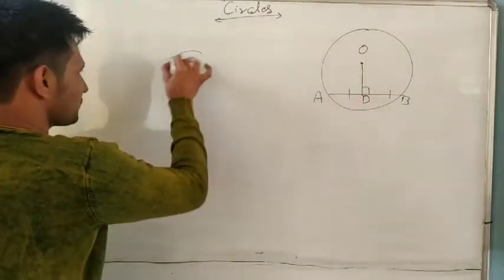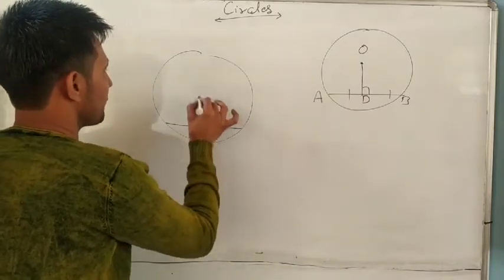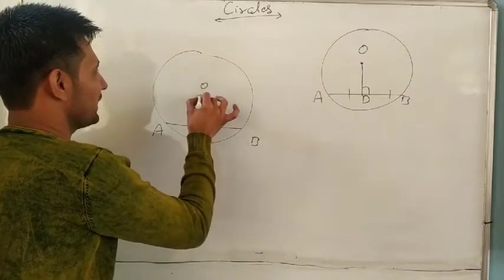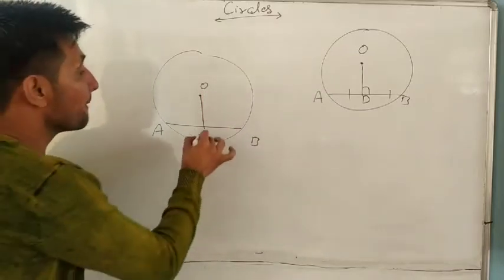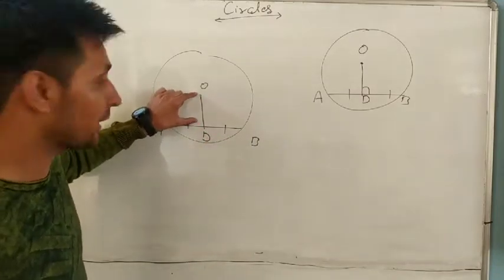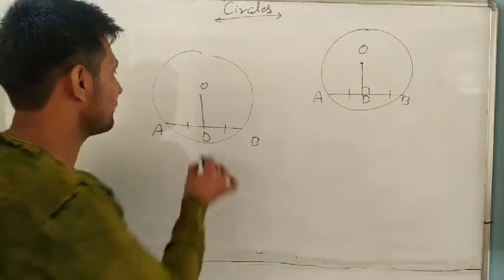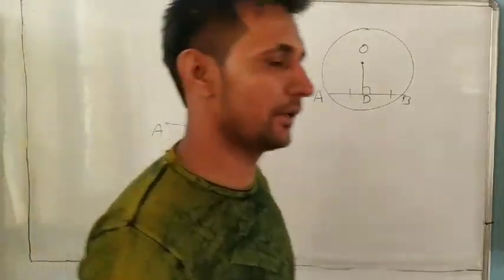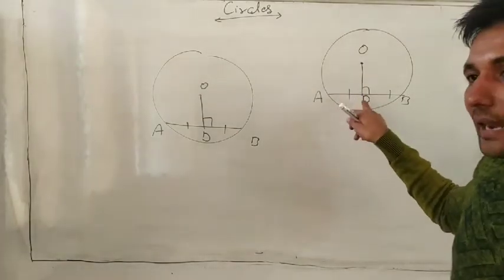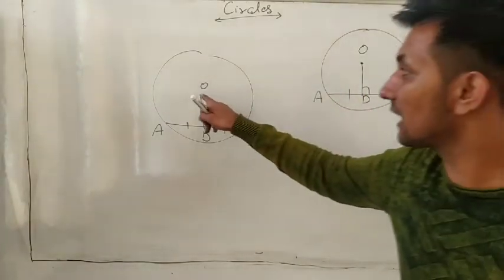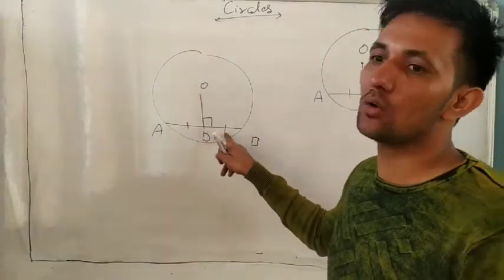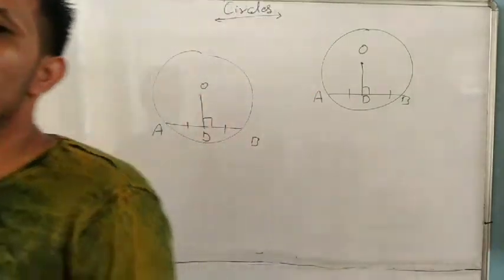Next, if a line passes through the center and bisects the chord, if AD line is through the center and it bisects the chord, then this angle is always 90 degrees. So always remember, the perpendicular from the center always bisects the chord, and a line through the center that bisects the chord is always perpendicular to the chord.